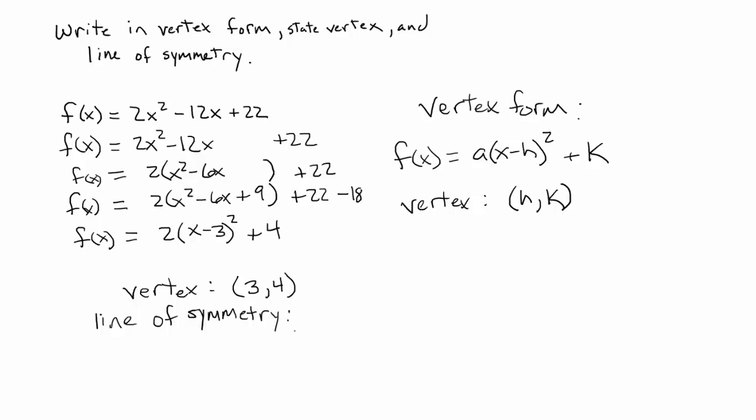So the line of symmetry is going to be a vertical line in this case because we have a parabola opening up. So here we're going to look at the x value in our vertex, or h, which is 3. So our line of symmetry is x is equal to 3. If the parabola opens up or down, you're going to have a vertical line of symmetry at the x coordinate of the vertex. And if the parabola opens right or left, you'll have a horizontal line at the y coordinate of the vertex.